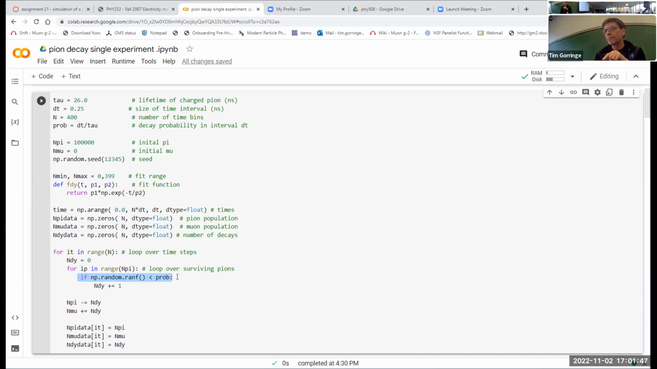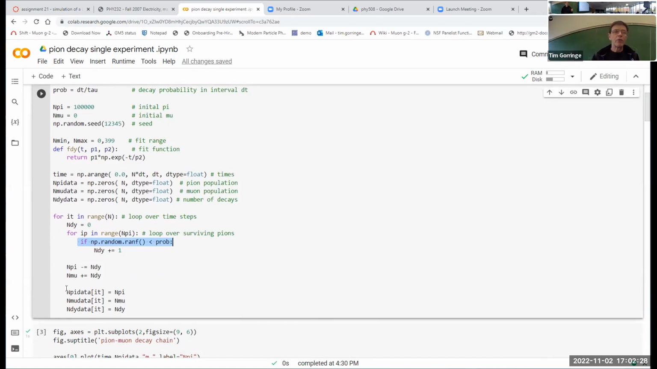If that random number is smaller than that probability, the chance of a pion decaying in that time interval, then that will correspond to that pion decaying. And so I'll register that. I'll increment this counter for the number of decays. And then once I've finished looping over all the pions in my sample, I'll just decrement the number of pions by how many decayed and increment the number of muons by how many decayed. So that's just the procedure.